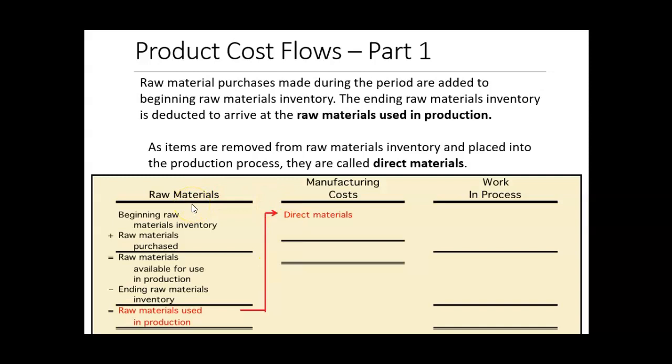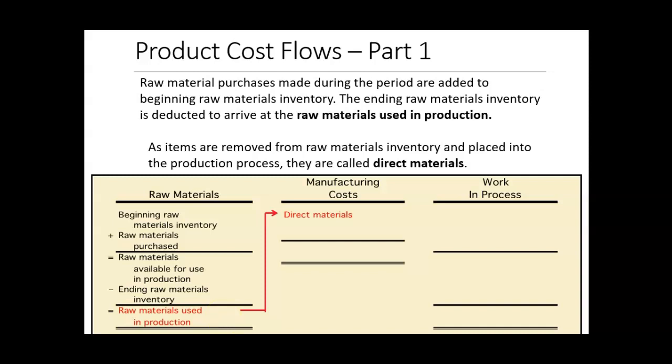Think about your raw material. You have your beginning raw materials, which is what you have remaining from the previous accounting period. We add to that raw material that we purchased during the course of the accounting period. When you add those together, it tells you the amount of raw material that was available to be used in production. Okay? We'll then subtract out what's remaining in raw material from what was available, and the difference will tell us the amount of material that was used in production.